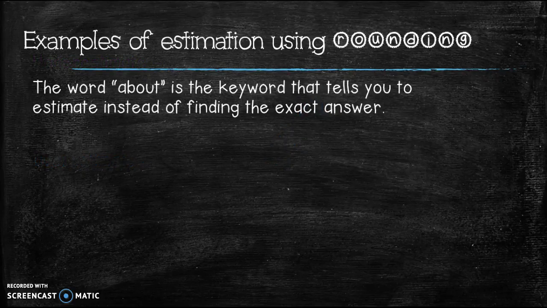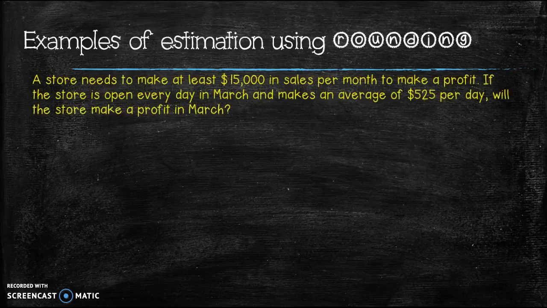Now here are some examples of estimation using rounding. The word about is the key word that tells you to estimate instead of finding the exact answer. So let's try this one together. A store needs to make at least $15,000 in sales per month to make a profit. If the store is open every day in March and makes an average of $525 per day, will the store make a profit in March?